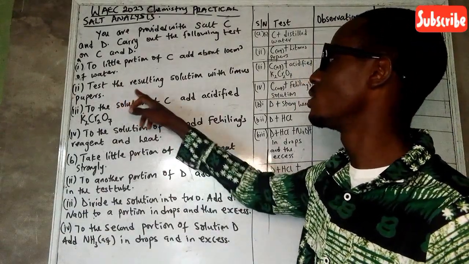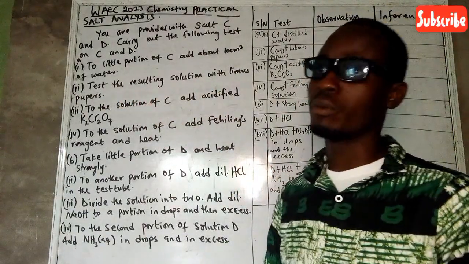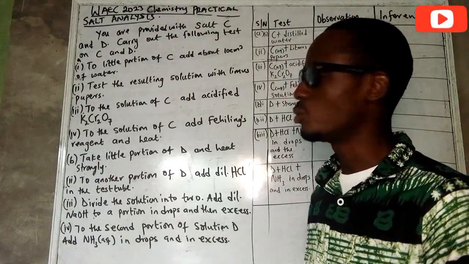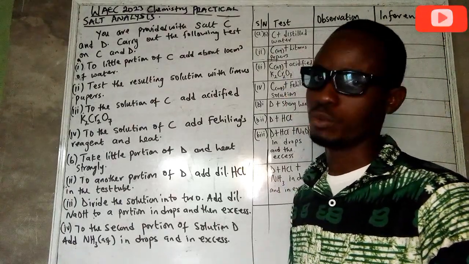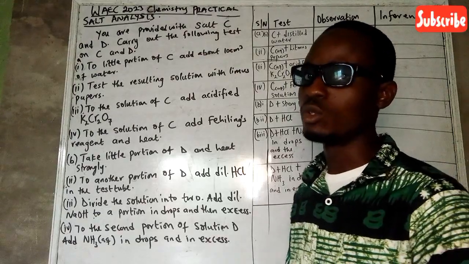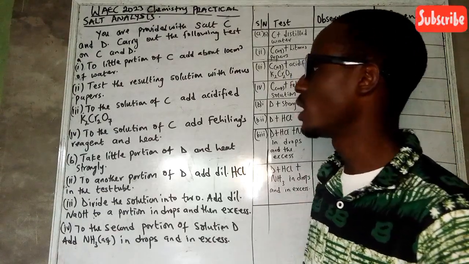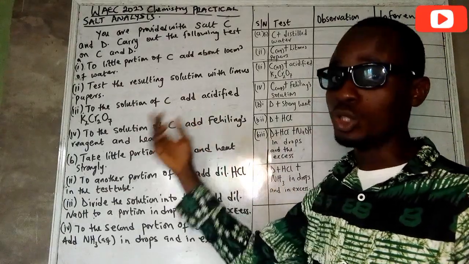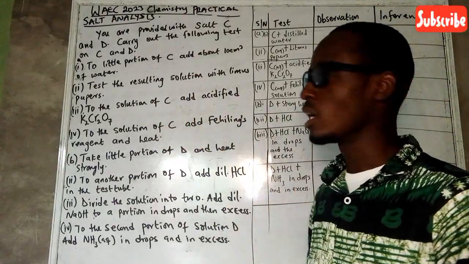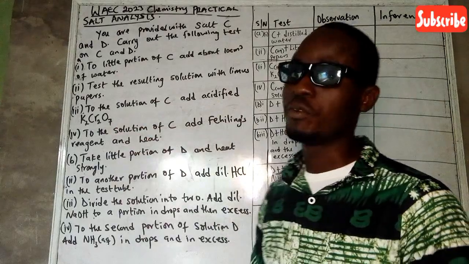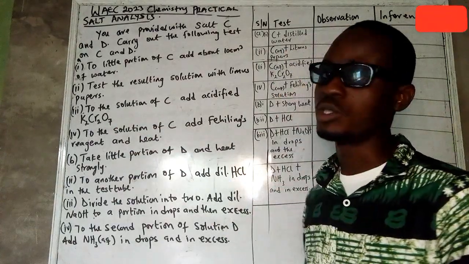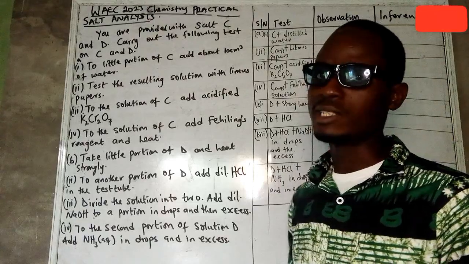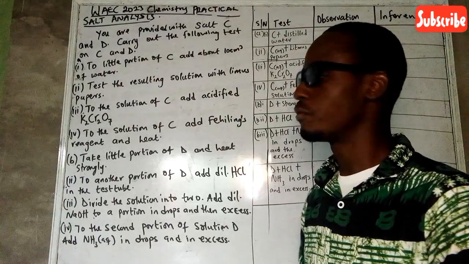Now test the resulting solution with litmus paper to check if the solution is acidic or basic. We have to test with both red and blue litmus paper to see if there is any response to any of those papers. The next is to the solution of C, that is the solution that has been prepared earlier by adding water. Then you are going to add acidified K2Cr2O7, that is potassium heptaoxodichromate(VI). We are adding that to give our observation and inference.